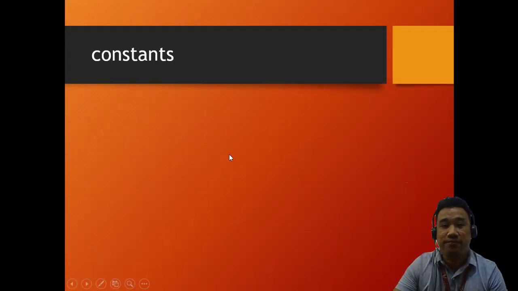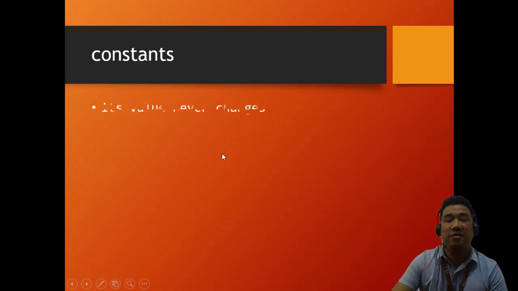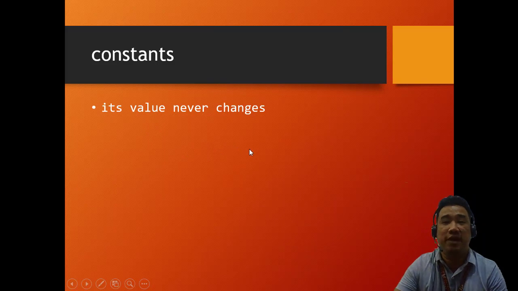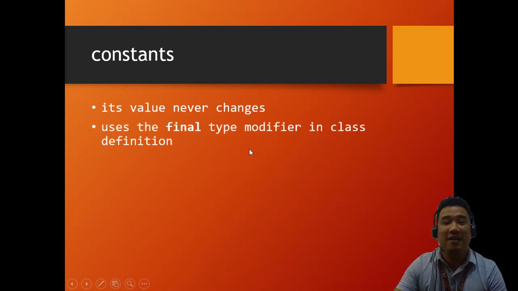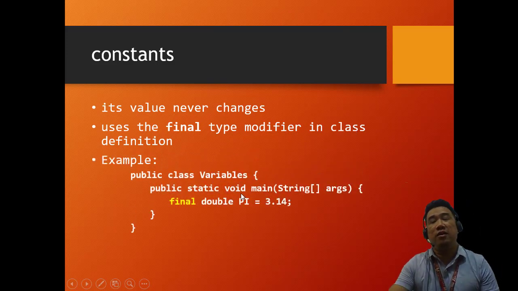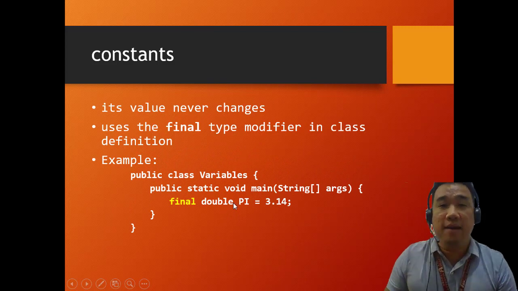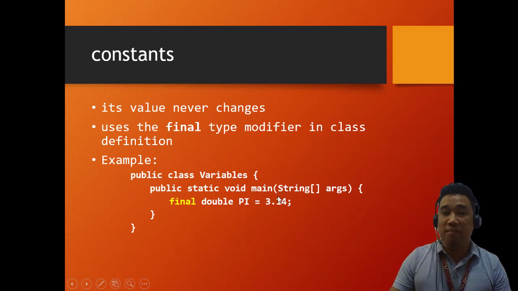Now, so this is the last slide. So constant, ano silang constant? When you say constant, its value never changes. So, di ba? So, saan natin siya magamit? So, use the final type. So, final keyword type modifier in class definition. So, example, no, kay pi is wala gid man ay agad change ang value sang pi. So, we will be using the final keyword para ang value ng pi hindi ma-change.